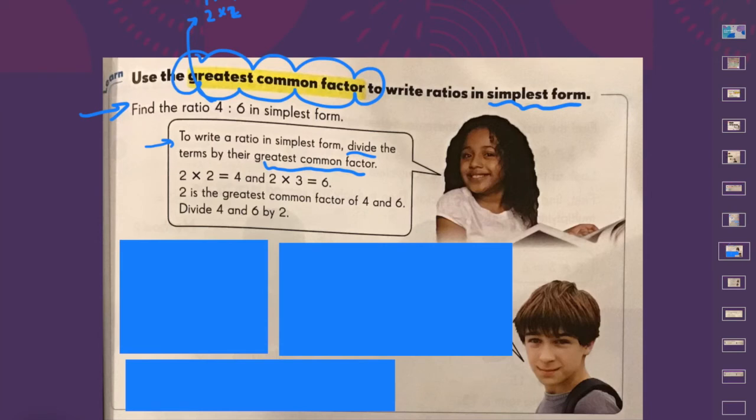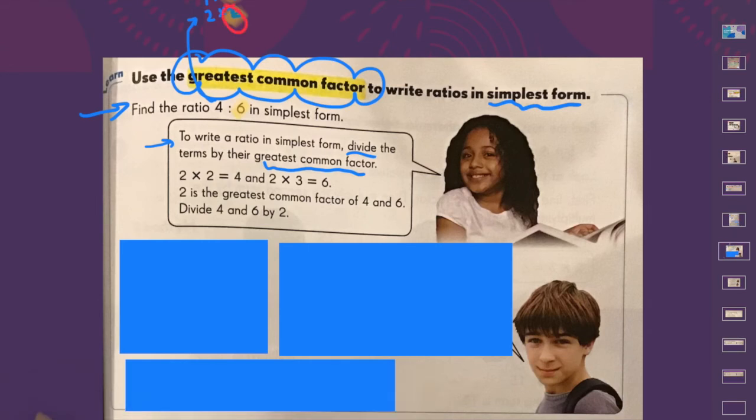Okay, so now I would start with my largest factor and see if that is also a factor of 6. So 4 is a factor of 4, but 4 is not a factor of 6. Nothing times 4 equals 6, so we know we're not going to use 4. Let's move on to the next biggest factor, 2. 2 is a factor of 4 because 2 times 2 is 4. And 2 is also a factor of 6 because 2 times 3 is 6. So we know that the greatest common factor we're going to use is 2.